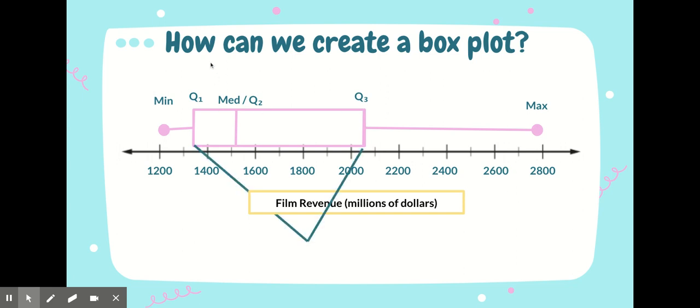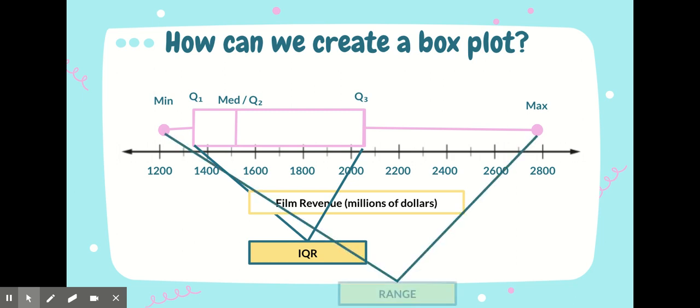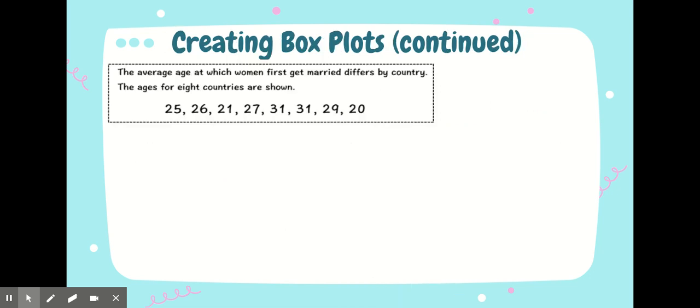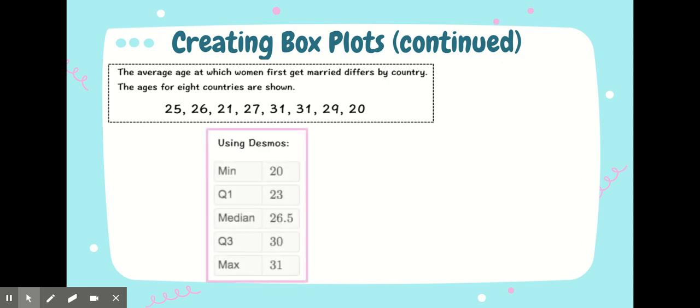So if we look at just that box, that is our IQR, the interquartile range. And then from the minimum to the maximum is our regular range. If we look at another example, the average age at which women first get married differs by country. The ages for 8 countries are shown. Using Desmos or by hand, you can calculate the 5-number summary: minimum, quartile 1, median, quartile 3, and maximum.